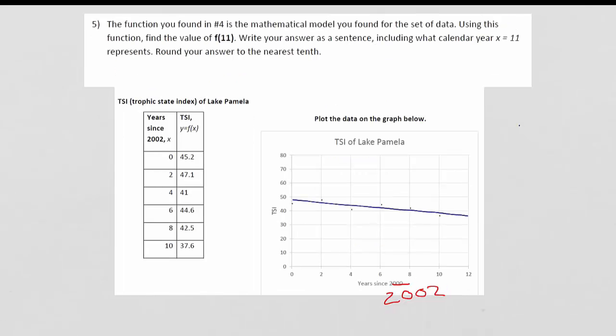For number 5, you're going to use the linear model that you just found in number 4. You should have a function in this format. Now evaluate the function when x equals 11. Notice that you need to write your answer as a sentence, including what year that is. So, your sentence should say something like, in the year, and then 11 years after the start date, that's the year that you're going to use, so everyone will have the same year there. In the year, you get to fill in that blank. The TSI was approximately, and then you put the answer that you calculated.